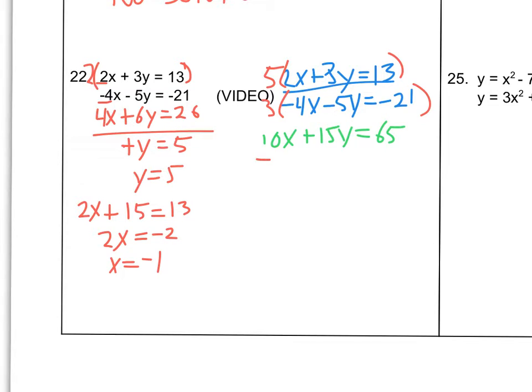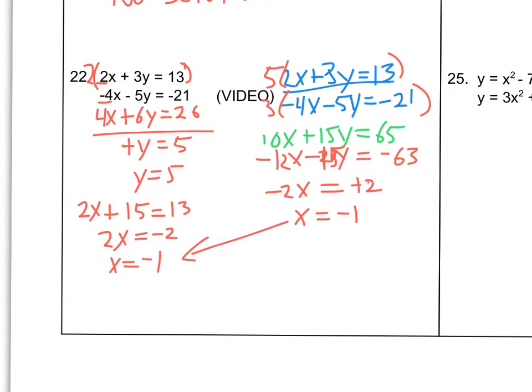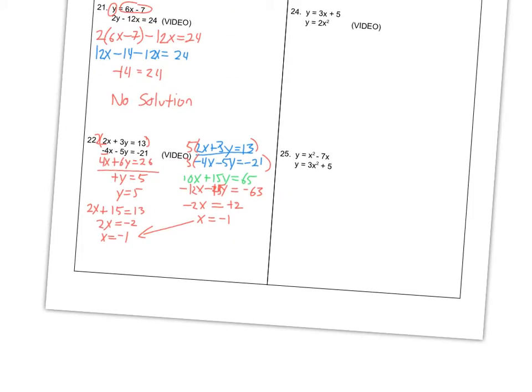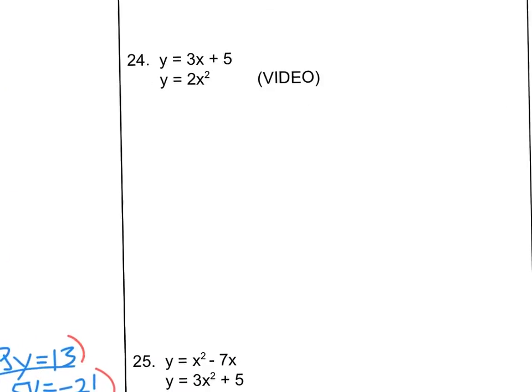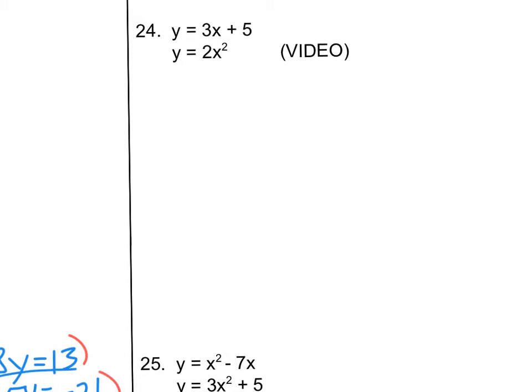3 times negative 4 is negative 12x. 3 times negative 5y is going to be minus 20y. And 3 times negative 21 is going to be negative 63. Wow, apparently 3 times 5 is now 20 instead of 15. So we've got negative 2x, we've got 0, which is what we want, and we've got positive 2, which means that x is negative 1, which is the same thing we got going for the other variable. Crazy!